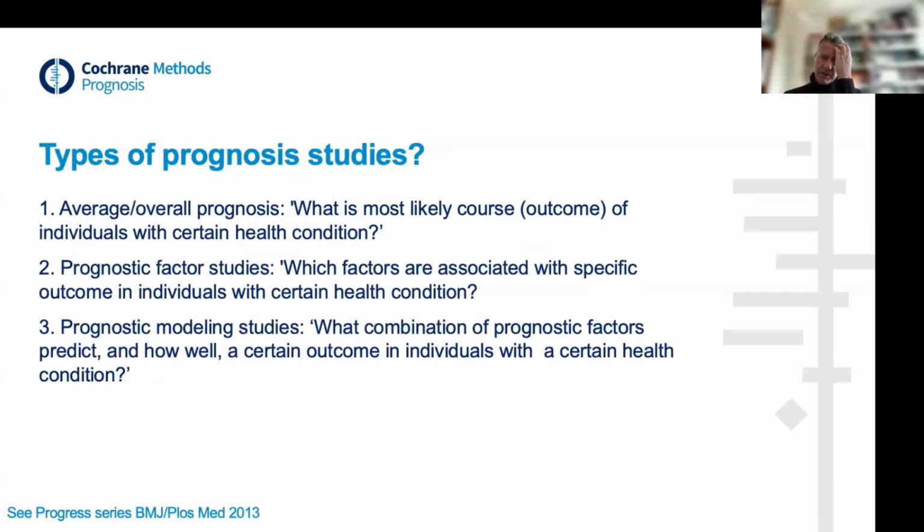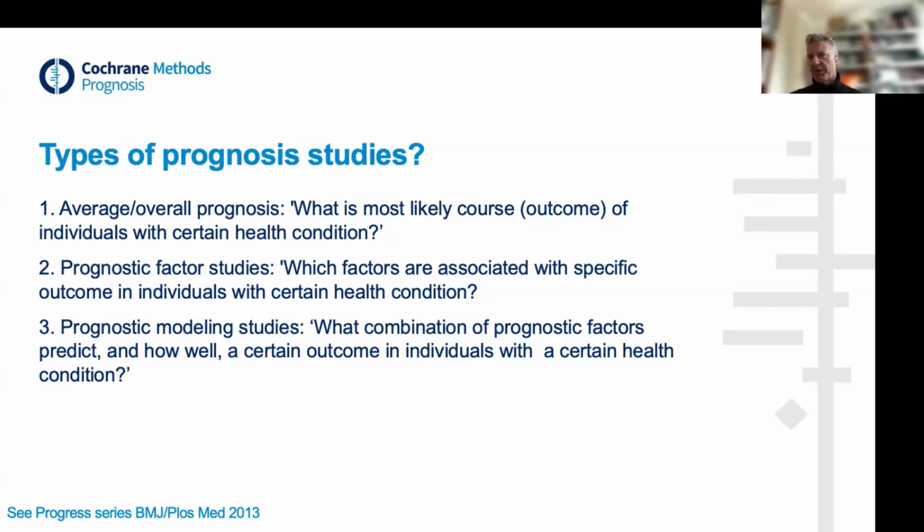Next slide, please. Now, what are the types of prognosis studies that we cover, particularly in the handbook? Primary studies that address the overall prognosis, the average course or the average outcomes of individuals within a certain health condition. That's one type of study we address. Prognostic factor studies, that's probably the majority nowadays in the prognostic literature, are studies that are trying to identify which factors are associated with a specific outcome over time in individuals with a certain health condition.